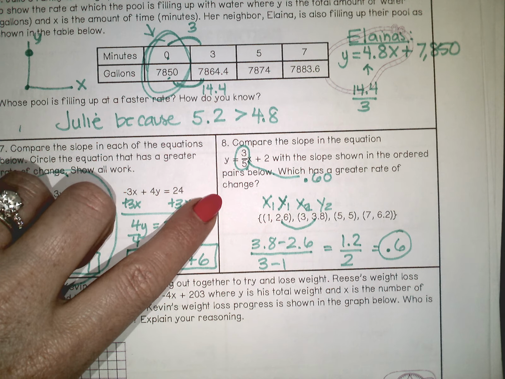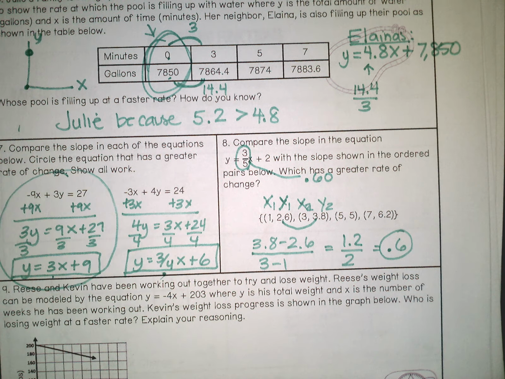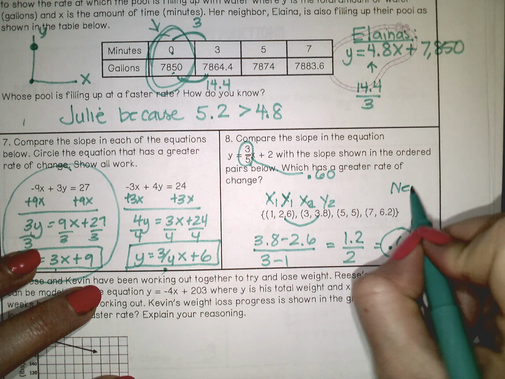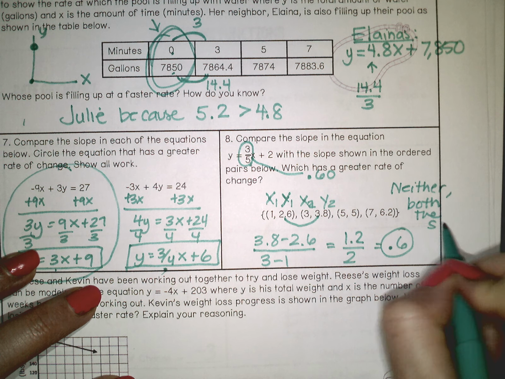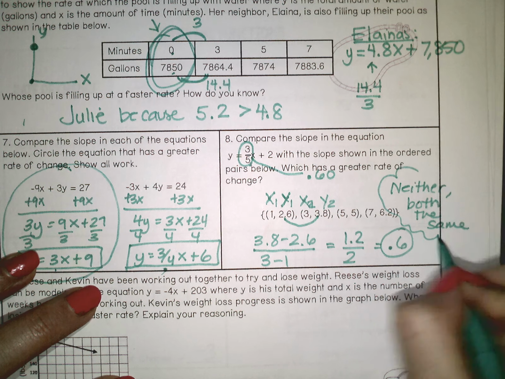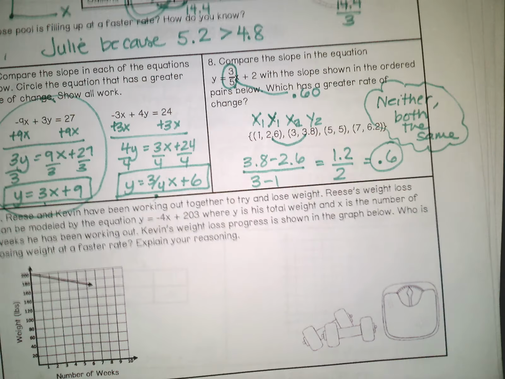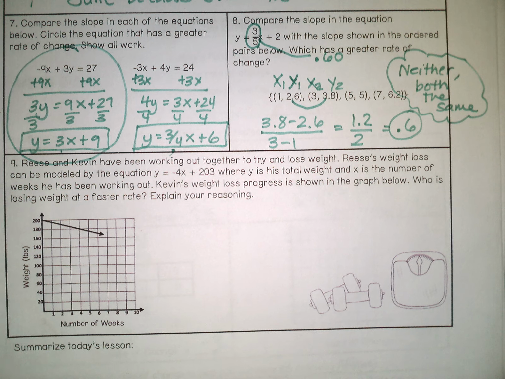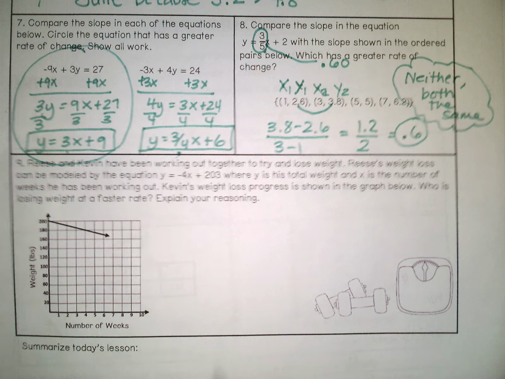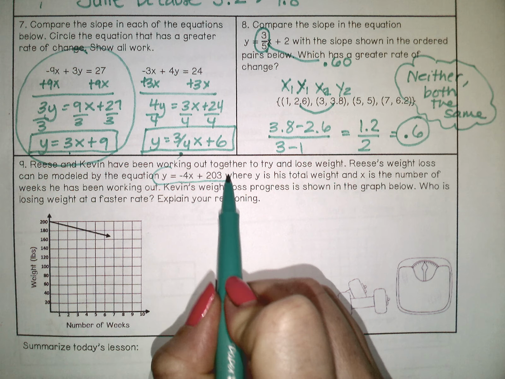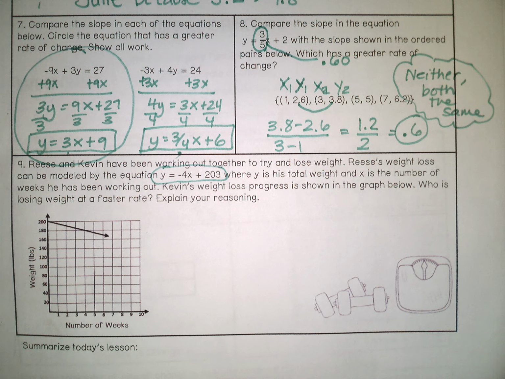Okay, last one for this. Reese and Kevin have been working out together to try and lose weight. Reese's weight loss can be modeled by the equation y equals negative 4x plus 203. So let's talk about this. Y is his total weight. X is the number of weeks he's been working out. So he is losing 4 pounds per week. Remember, this is our y-intercept. This is where he begins.